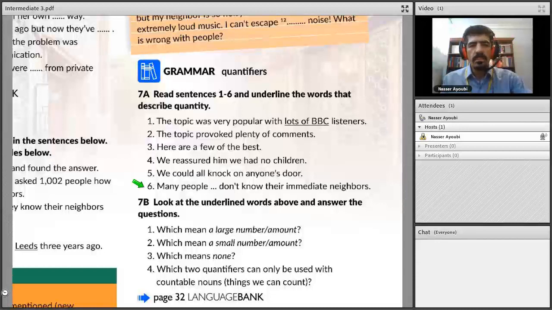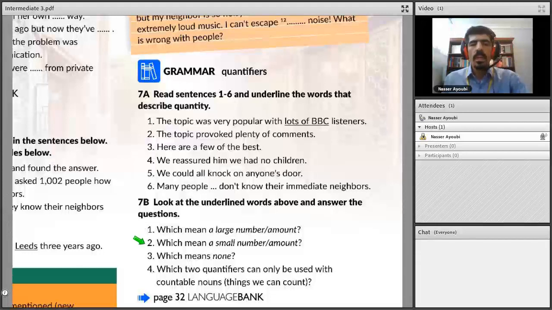So, part 7b. Look at the underlined words above and answer the questions. 1. Which mean a large number or amount? So we can say lots of. We can also use a lot of or lots of. Lots of, plenty of, and many. It's a large number or amount.